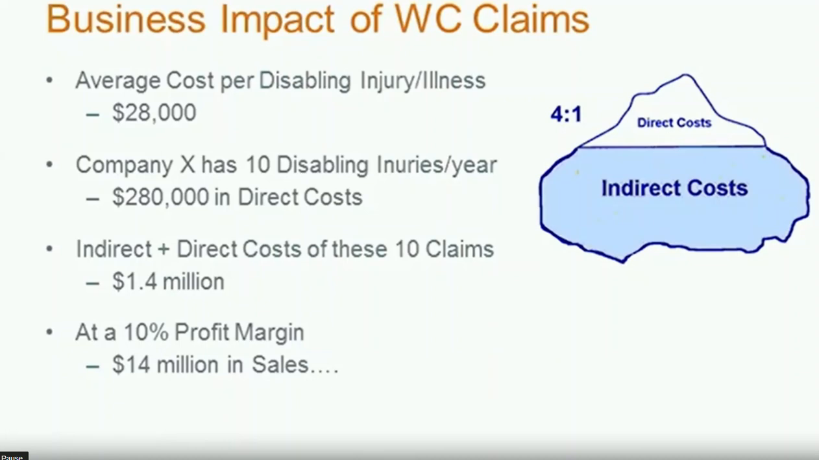If you start to factor in the 4 times indirect cost for every dollar of direct cost, and you add back in that direct cost, that $280,000 is really about $1.4 million of impact to that organization, factoring both direct and indirect. Now, if you have a company that sells their products and services at even a 10% profit margin, essentially that company is just giving away $14 million worth of sales to pay for those 10 disabling injuries.